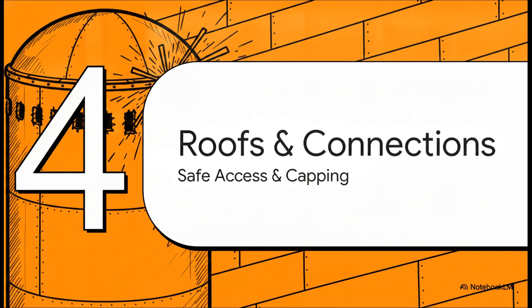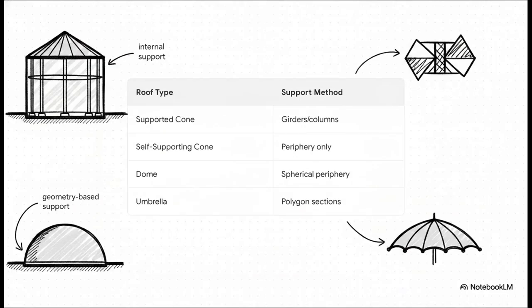Okay, Section 4, Roofs, Openings, and Connections. With a perfectly calculated shell, the next step is capping our vessels safely. The standard actually allows for several specialized fixed roof designs. They broadly divide into two camps: roofs that require internal structural support, like a supported cone resting on girders or columns, versus self-supporting domes and cones that rely entirely on their geometry, resting solely on the tank's outer shell.